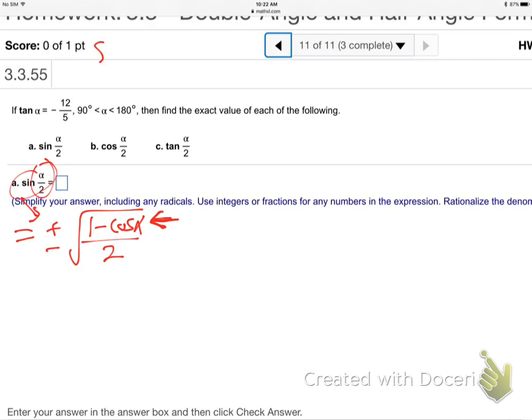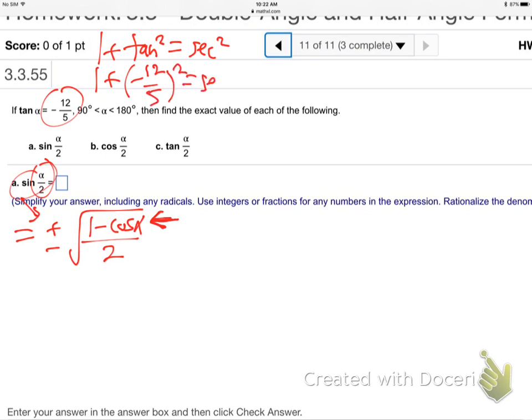Remember one of the original big formulas I gave you was 1 plus the tangent squared is the secant squared. So you could go 1 plus, this is tangent, right? 1 plus minus 5/12 squared is secant squared. I'll do it both ways. I'm going to do this quick, and then I'll do it with a triangle. So secant squared is 1 plus, square the 12, square the 5, becomes positive 144 over 25.